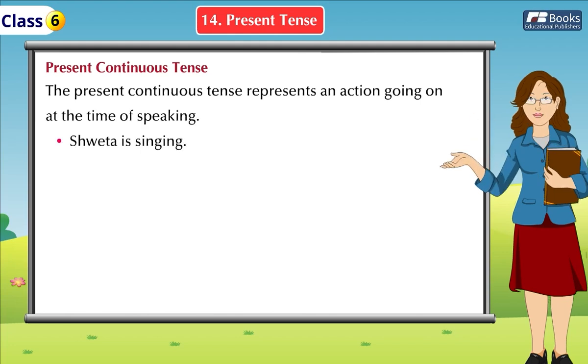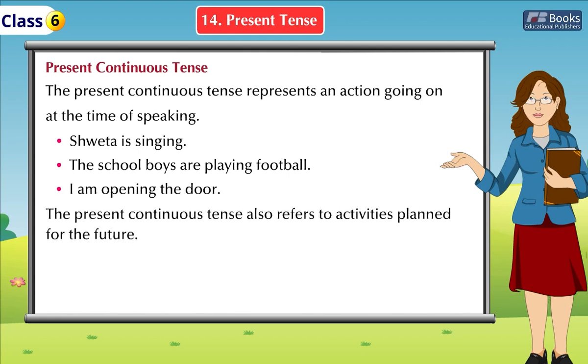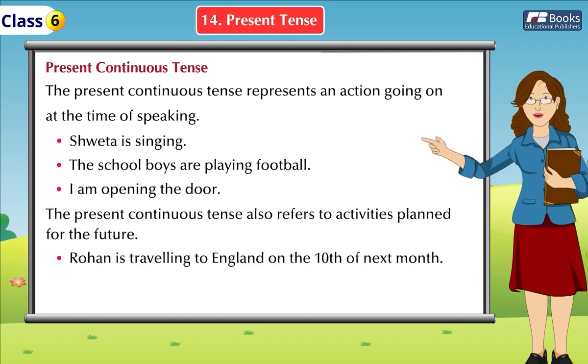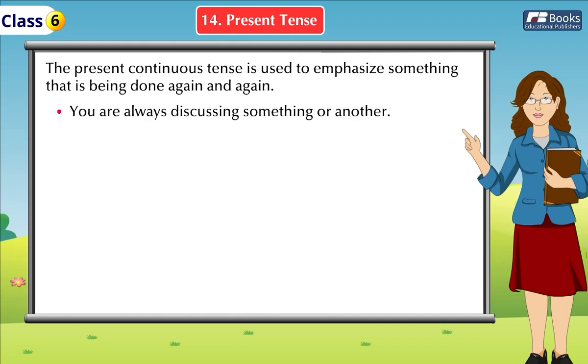Shweta is singing. The schoolboys are playing football. I am opening the door. The present continuous tense also refers to activities planned for the future. Rohan is traveling to England on the 10th of next month. The present continuous tense is used to emphasize something that is being done again and again. You are always discussing something or another.